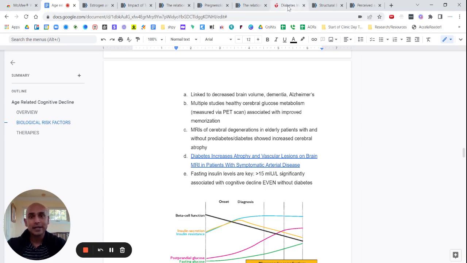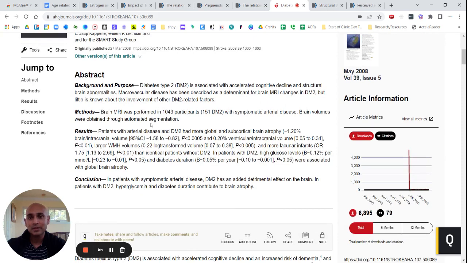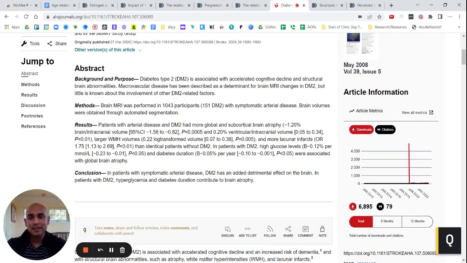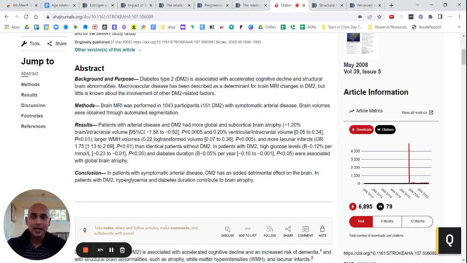And so here's an article that actually looked at just the presence of diabetes and how it affected brain atrophy and vascular lesions. They looked at 1,000 individuals with symptomatic arterial disease, right? And what they found is that if you had diabetes on top of it, you had an added detrimental effect. Patients with both arterial disease and diabetes had more global and subcortical brain atrophy, so the cortex as well as the brainstem and midbrain, and they had a higher likelihood for lacunar infarcts, which are infarcts along the internal brainstem and internal capsule, versus those individuals that just had arterial disease.